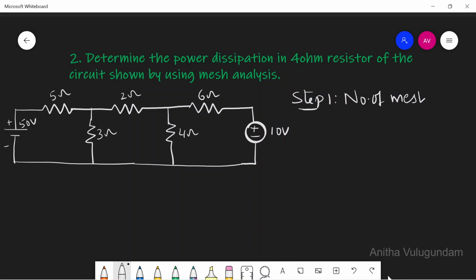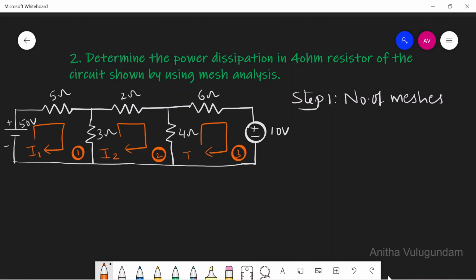So the number of meshes equals 3. Here I'll consider this as one mesh, this as the second mesh, and this as the third mesh. And I will assign the currents as I1, I'm assuming in clockwise direction, I2, you can assume even in anti-clockwise direction, and I3. So step 2 is assigning mesh currents. I1, I2, I3 are the assigned mesh currents.